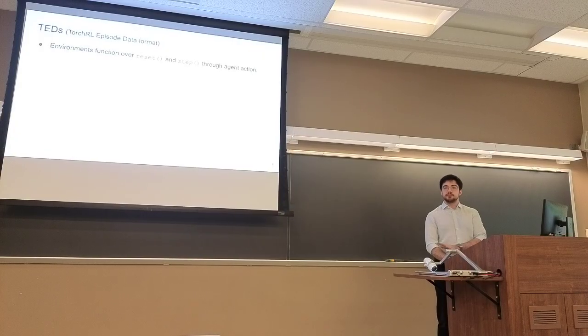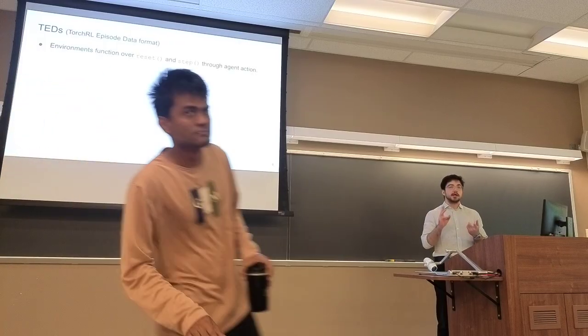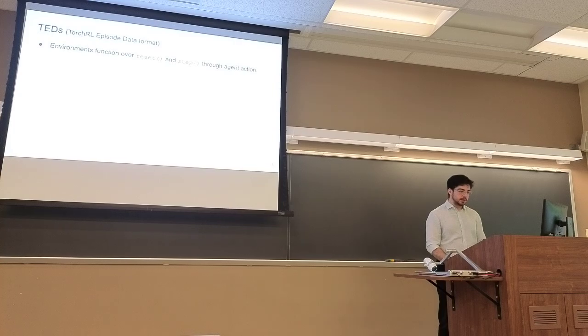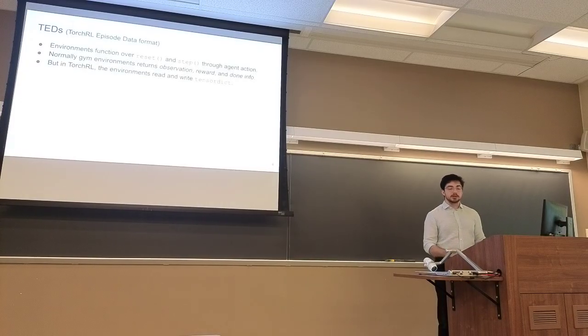Now the environments function on two main functions: reset and step. The reset resets the environment, and the step function takes the input of an action and sends it to the environment. The environment steps through this action and gives me a new state, reward signal, done information, and many other metadata outputs. Now, on Gym, as I said, we have observation, reward, and done. But in TorchRL, instead of getting that information separately, we get it in a structure called TensorDict.